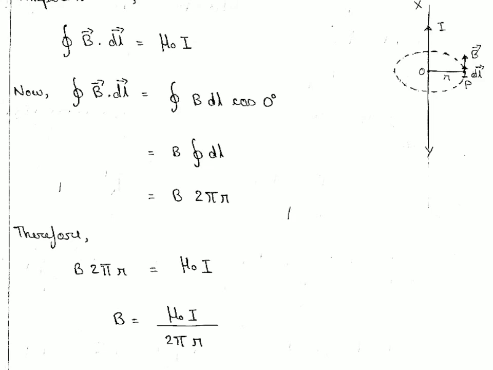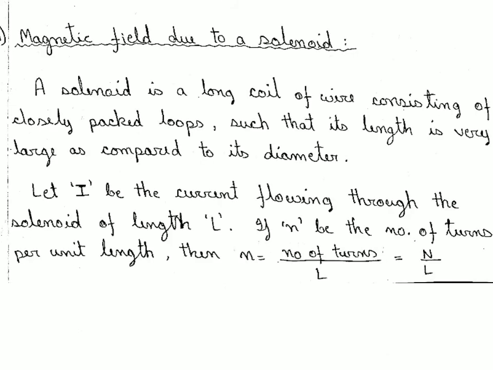So this is the magnetic field due to a straight current carrying conductor at a point P, which is at a distance r from the straight current carrying conductor. So that is one application of Ampere's Circuital Law.